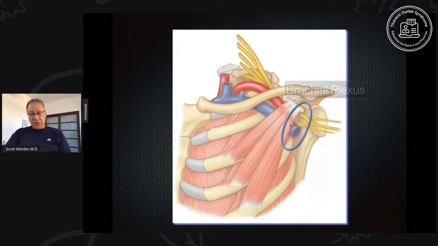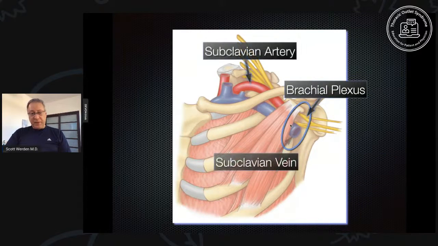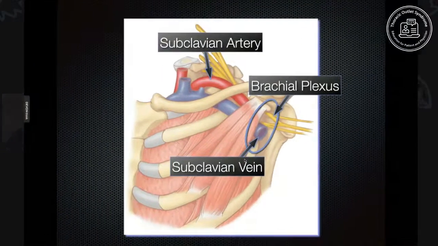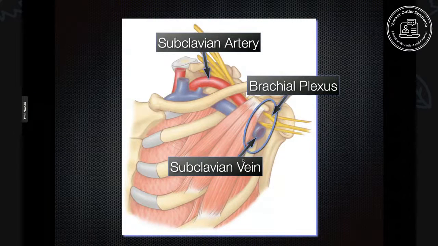You'll see the brachial plexus, the subclavian vein, and the subclavian artery all come through this space behind the pectoralis minor muscle. So this is the farthest out towards the shoulder. Once the three structures get past this space, they're actually in the arm. So it's no longer the thoracic outlet.